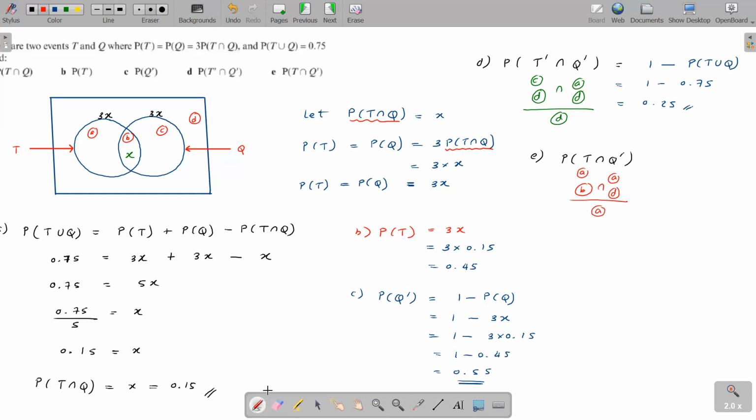So what's the probability of region A? The whole circle is 3x. The intersection is x. So 3x minus x. Agreed? So 3x minus x is 2x, guys. And we know the x value. X is 0.15. So 2 times 0.15 is 0.3. All right, guys. So this is the answer. So these are the answers for these questions.